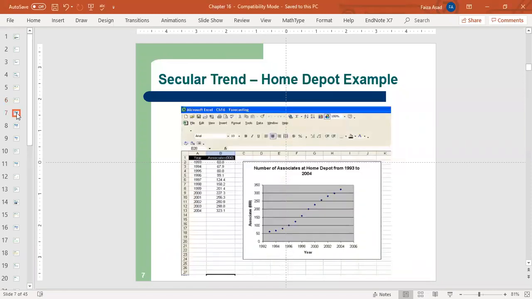So this is the example from Excel. This example is showing a secular trend. Home Depot is basically the second largest retailer store, where the number of associates increased from 1992 to 2006. So it shows the secular trend.